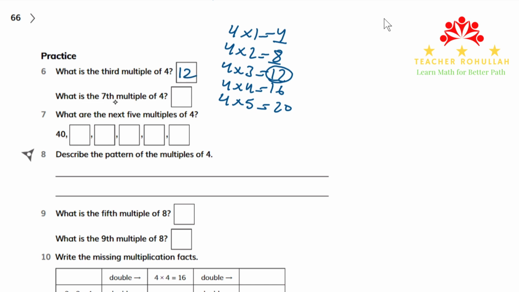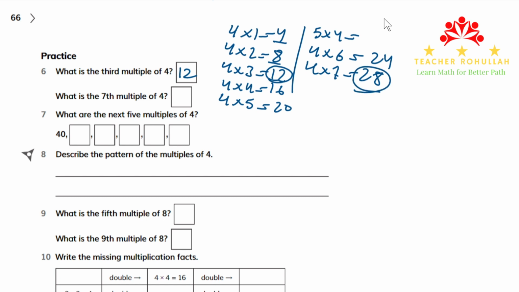What is the seventh multiple of 4? If we continue writing the multiples of 4, 5 times 4 is already given here, but in a different way. So we can write 4 times 6 is 24. 4 times 7 is 28. This is the seventh multiple of 4. So we can write the seventh multiple of 4 is 28. Very nice. We are done with question number 6 as well.